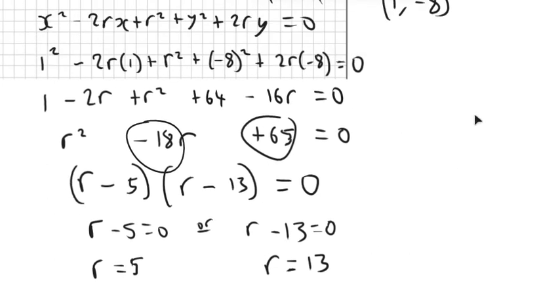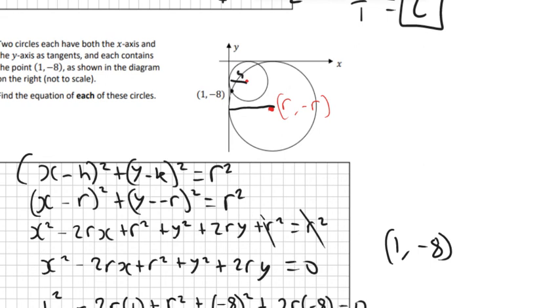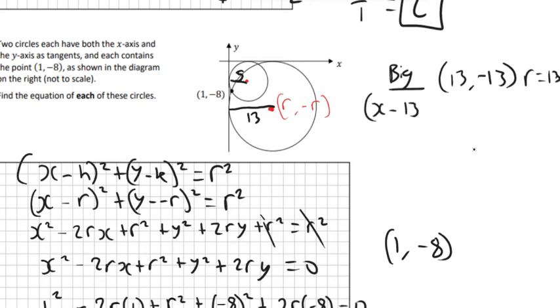So r has to be one of those, which is helpful. That r equals 5 has to be this one here, and 13 has to be this one here. Remember the center is (r, -r) for the big one, so let's do the big one first. The big circle, the center will be (13, -13), and the radius is 13. So it's going to be (x - 13) squared plus (y minus minus 13), and minus minus 13 is plus 13, squared. It's the opposite signs of h and k. It equals 13 squared, which is 169.